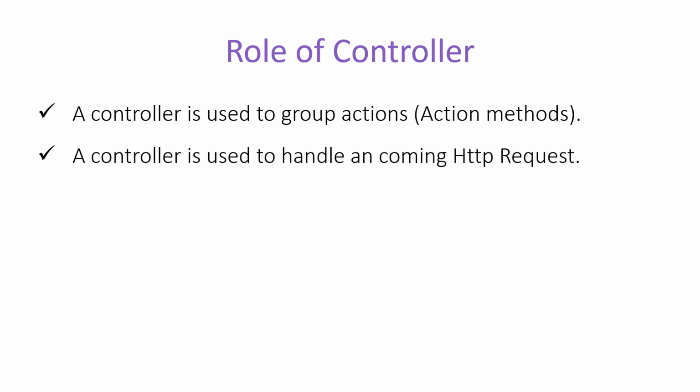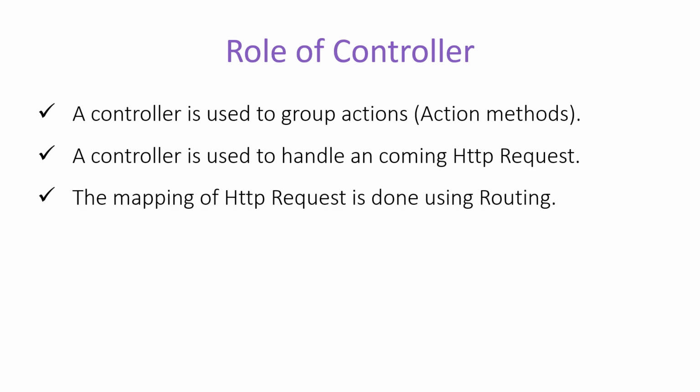A controller is used to handle an incoming HTTP request. As I have already told you in the previous slide, when we get a request from client to server, then it goes to the controller. You cannot hit a model or view directly, we can only hit a controller. The mapping of HTTP request is done using routing. At this point I told you two things, that we can have multiple methods inside one controller and we can call only these action methods from the browser or client. The mapping of request to the method of controller is done with the help of routing. So routing is an important feature in ASP.NET Core framework, and by using the routing feature we can map the request to a particular method of controller.